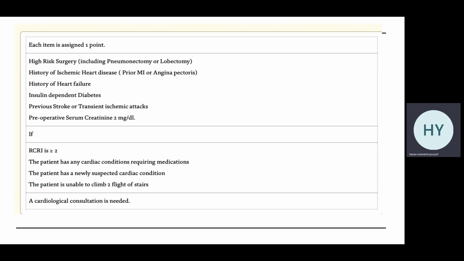There is one of the scores, the revised cardiac risk index, to assess the risk of surgery, whether it is a pneumonectomy or lobectomy. It assesses the history of ischemic heart disease, whether the patient had previous MI or angina, the history of congestive heart failure, diabetes, or history of peripheral vascular disease or TIA, cerebrovascular accidents, and then you score the risk and take a decision whether the patient needs more cardiology review or an echo, or the patient doesn't need any of these consultations.